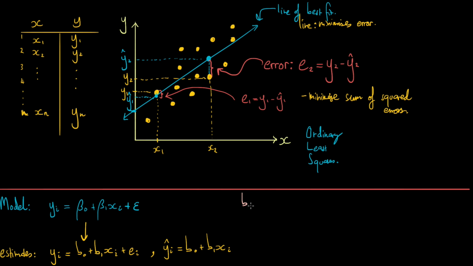We say that b0 and b1 are such that, just like we said before, this sum of squared errors, okay? And so we've got a formula for our error terms. If we've got a b0 and a b1, we can calculate yi hat, and we can therefore calculate the error on observation i. We're going to take b0 and b1 such that this sum of squared errors is minimized.